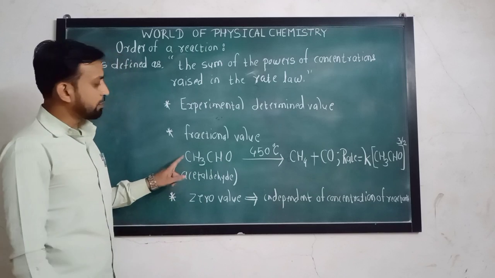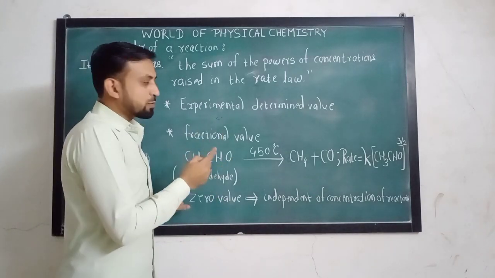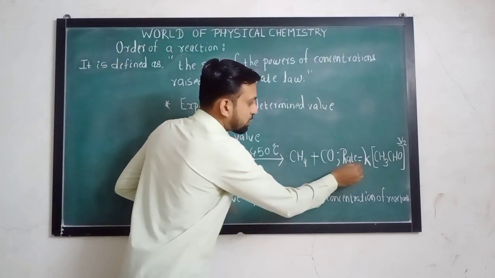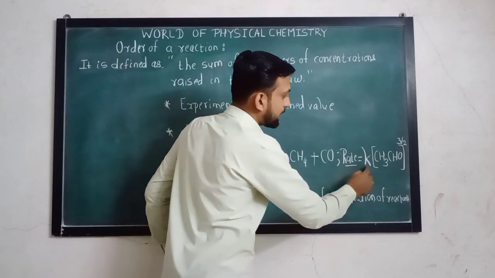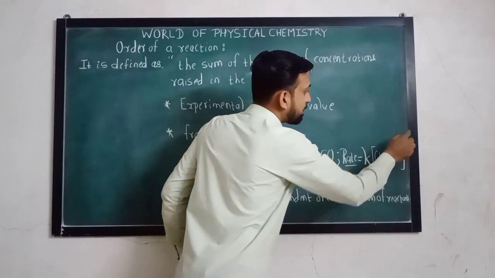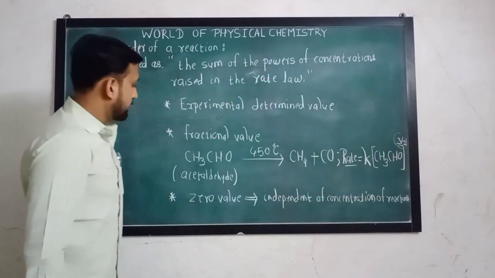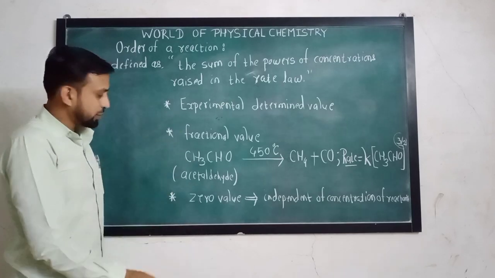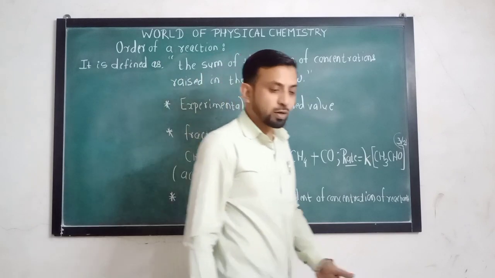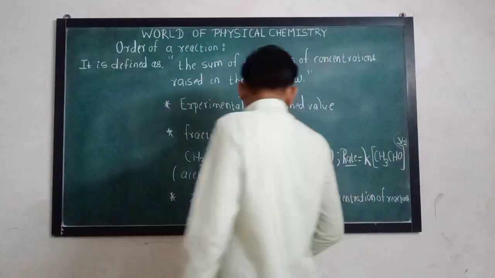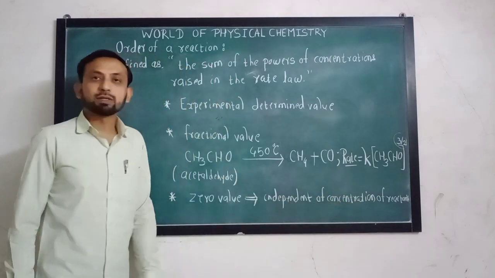For example, the decomposition of acetaldehyde. If you perform the experiment, it is found that the rate of decomposition of acetaldehyde is equal to K into concentration of acetaldehyde raised to the power 3/2, that is a fraction. You also have to remember that the order of reaction may be 0. If the order of reaction is 0, what does it mean? It means that the reaction is independent of the concentration of reactant.